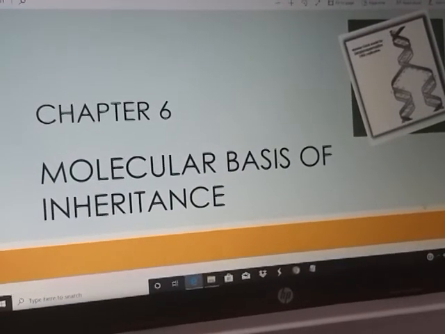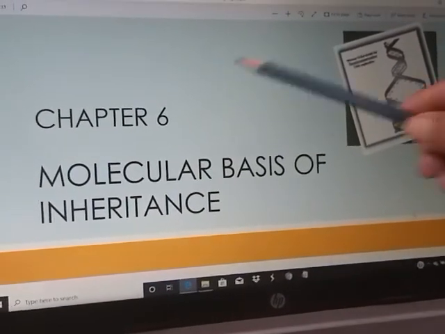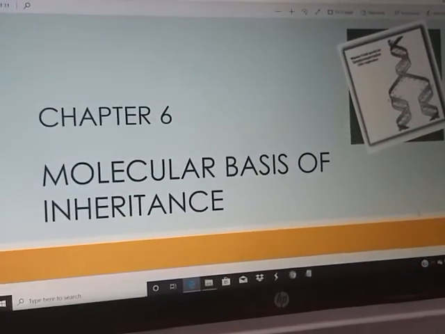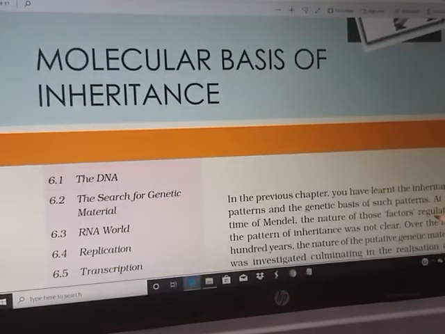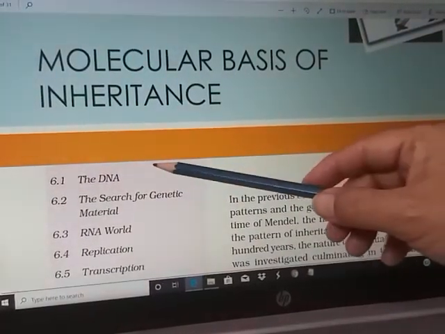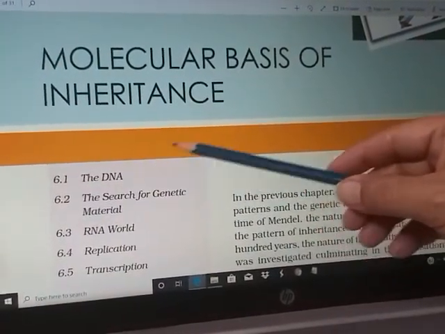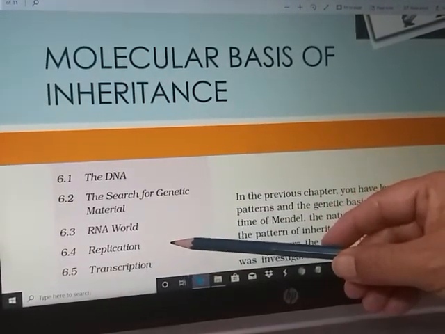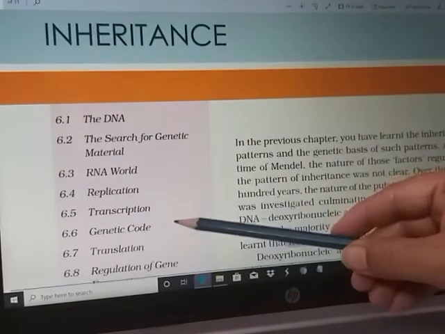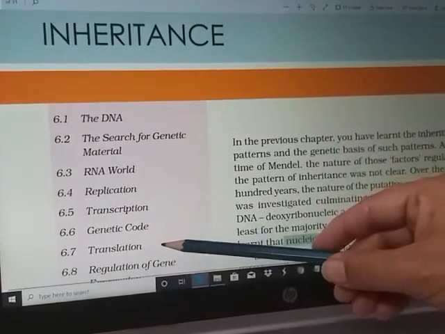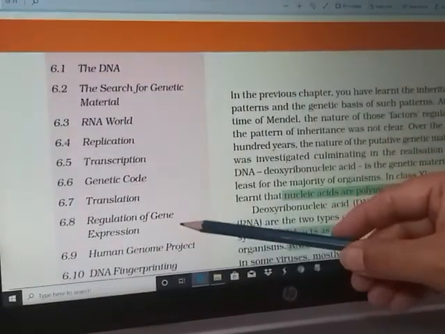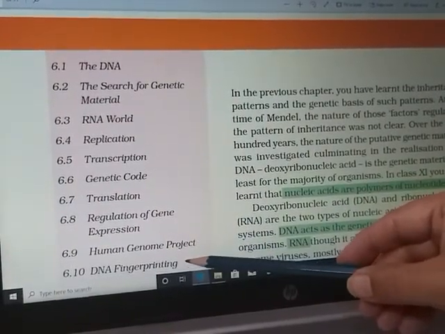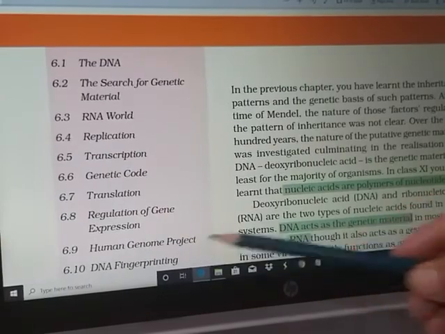Hello students, today we will study chapter 6, Molecular Basis of Inheritance. In this chapter we will cover the DNA, search for genetic material, RNA world, replication, transcription, genetic code, translation, regulation of gene expression, Human Genome Project and DNA fingerprinting.